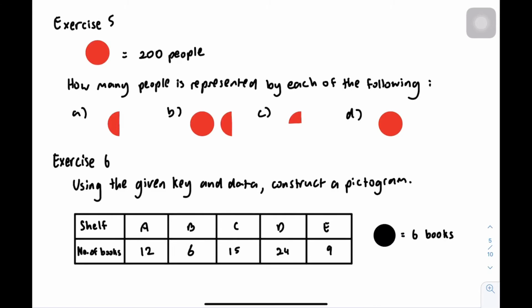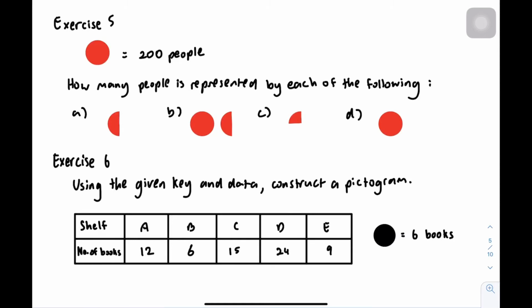Oh yes, I'll read out the question. Exercise 5. 1 red circle is equal to 200 people. How many people is represented by each of the following? Exercise 6. Using the key and data, construct a pictogram. Shelf A, B, C, D, E, number of books, 12, 6, 15, 24, 9, and 1 black circle is equal to 6 books.